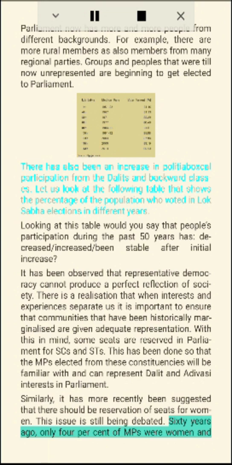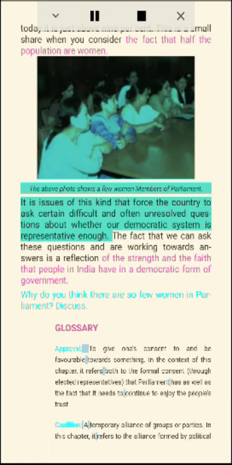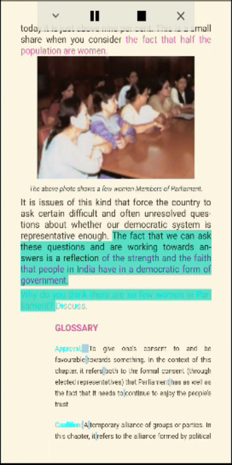60 years ago, only 4% of MPs were women, and today it is just above 9%. This is a small share when you consider the fact that half the population are women. The above photo shows a few women Members of Parliament. It is issues of this kind that force the country to ask certain difficult and often unresolved questions about whether our democratic system is representative enough. The fact that we can ask these questions and are working towards answers is a reflection of the strength and the faith that people in India have in a democratic form of government. Why do you think there are so few women in Parliament?